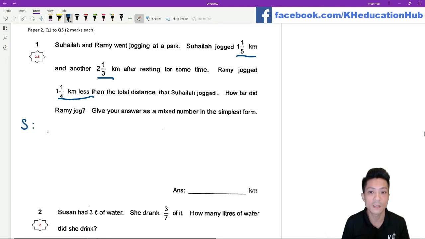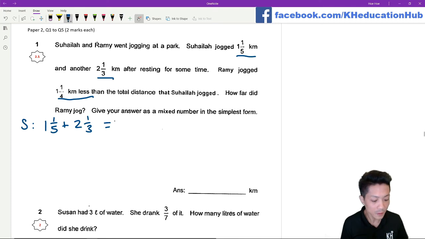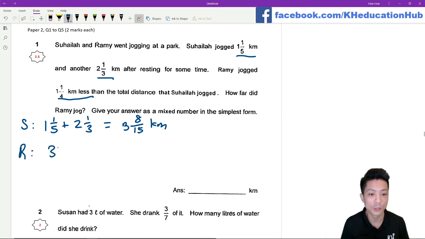Okay, so we're going to find the distance that Suhaila jogged first. That'll be 1 1/5 plus 2 1/3. I'm going to use a calculator to find out. Okay, this is going to give me 3 8/15. Rami jogged 1 1/4 kilometers less than the total distance. So for Rami, I need to use 3 8/15 minus 1 1/4, which will give me 2 17/60.